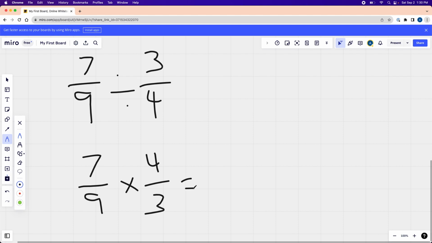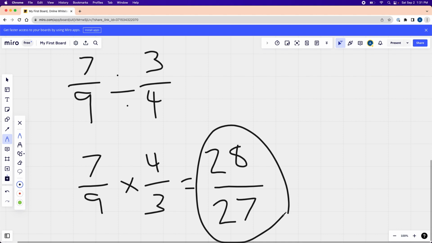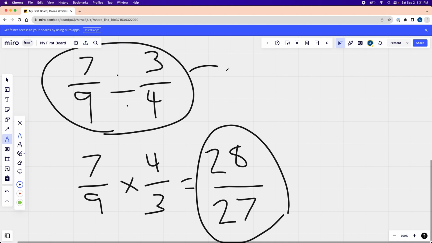And what that's going to be is 28 up on top, and that'll give us 27 down on bottom. And that should be in its simplified form, right? Yeah, that's already in the simplified form, because the factors of 27 are only 1, 3, 9, and 27, and that shares no factors with 28. So our answer here of 7/9 divided by 3/4 will equal 28/27.